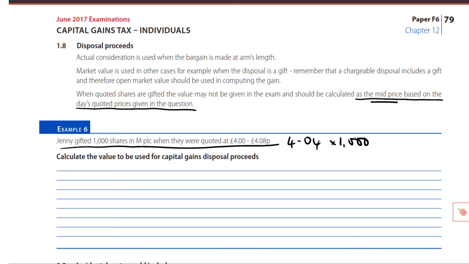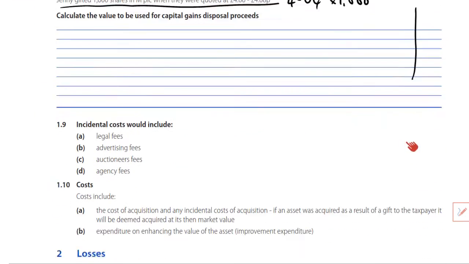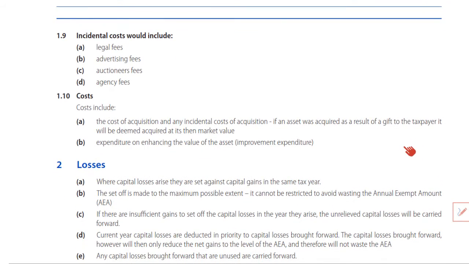Otherwise, if it's a sale under value, they're going to tell you what the market value of the asset is, and they will do that. Moving on, stuff we do know about. Selling expenses, incidental costs would include legal fees, agency fees, auctioneers, any other advertising fees to be able to sell the property. Of course, they're all legitimate selling expenses deducted in deriving net proceeds.